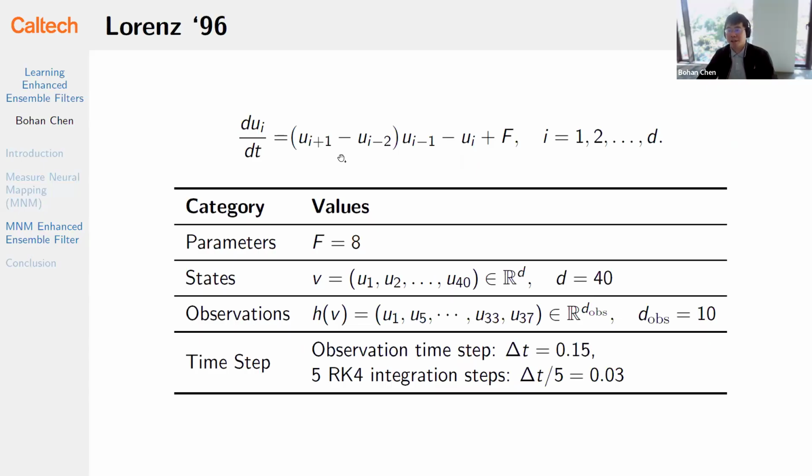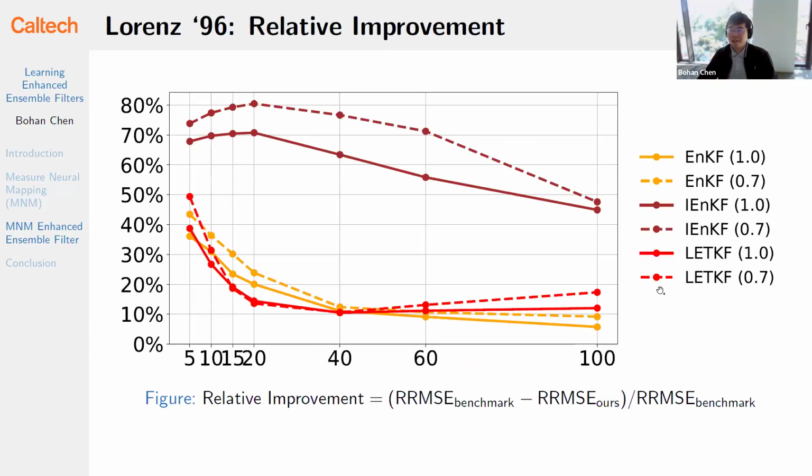Here are our experimental results. Firstly, the Lorenz-96 problem. We use a 40-dimensional Lorenz-96, and our observation is 25%. The dimension is 10. And this is the result.